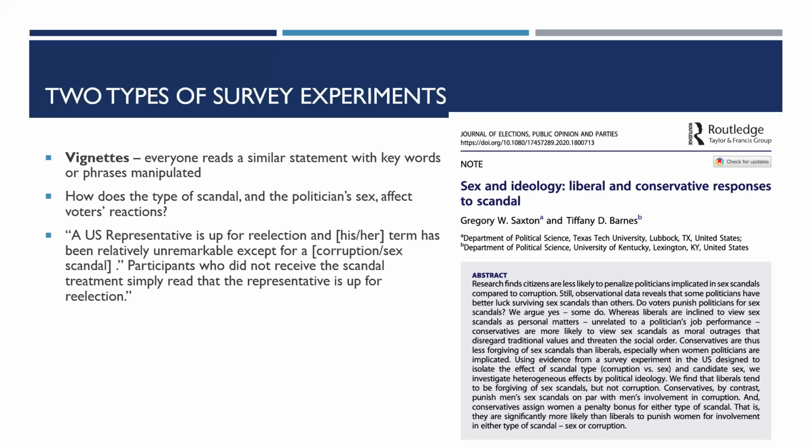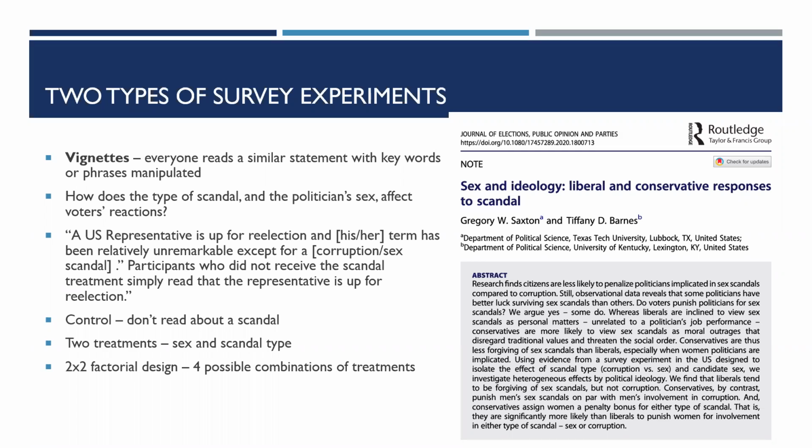But within this, we've manipulated key pieces of information. We tell everybody a U.S. representative is up for re-election and that either his or her, right, that's part of the treatment. We alter that information. His or her term has been relatively unremarkable, except for, here's the other treatment, a corruption or sex scandal. That's all we really tell them. And then people who were in the control group didn't receive the scandal treatment. They simply read that a representative was up for re-election. And then we ask everyone, how likely would you be to vote for this hypothetical representative in the upcoming election? So 2 treatments: politician sex and the type of scandal.